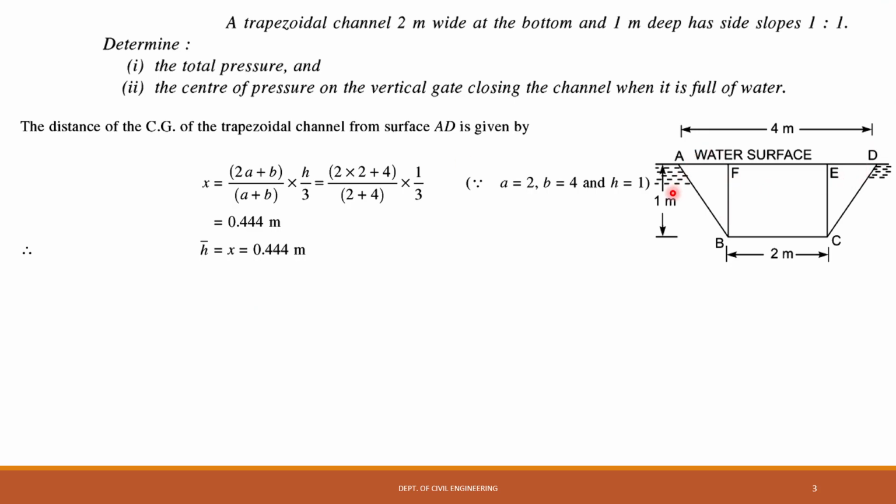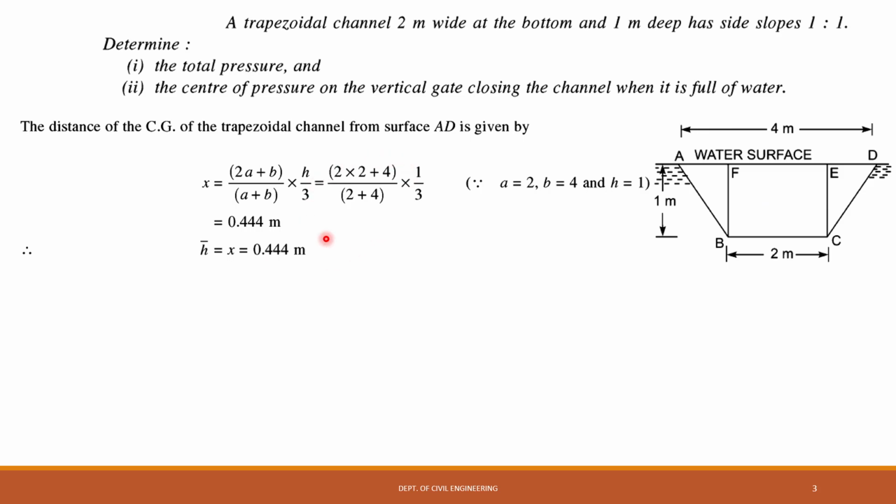Here you have the surface as a trapezium. So for a trapezoidal channel, the H bar or X equation is given as (2A plus B) divided by (A plus B), into H by 3. Okay. So here we are taking A as 2, B as 4 and H as 1. Okay. So X value is obtained as 0.444 meters. So we are taking H bar as 0.444 meters.